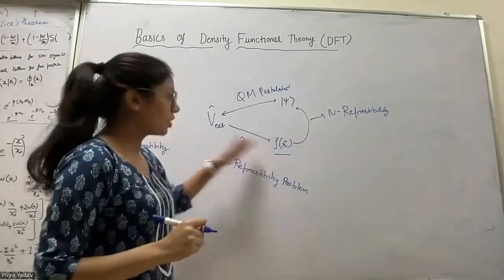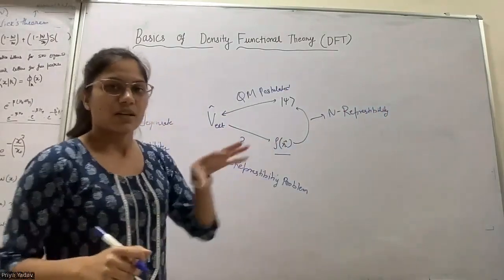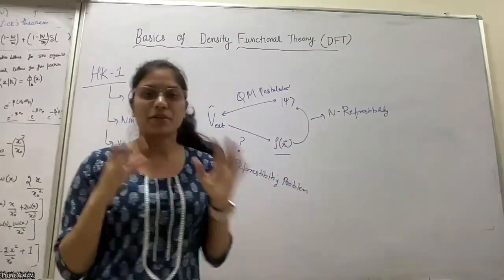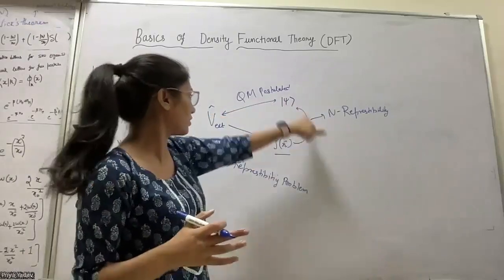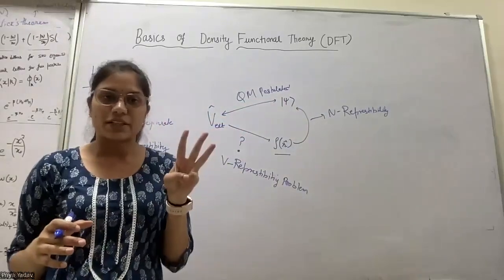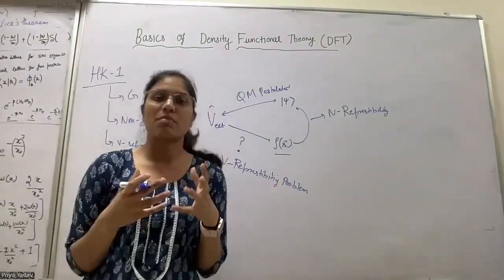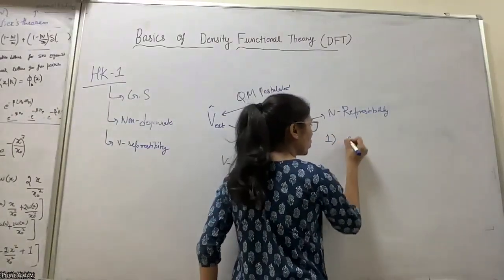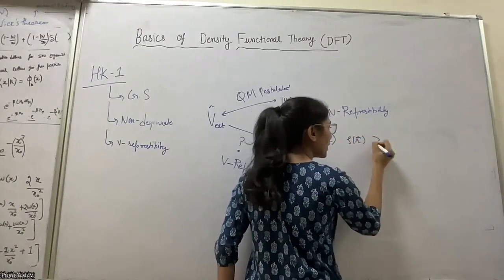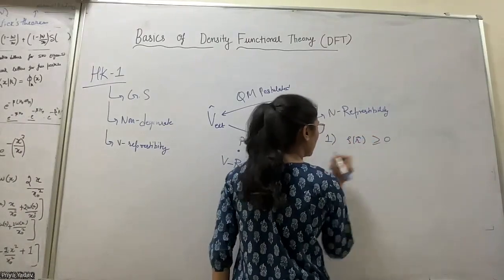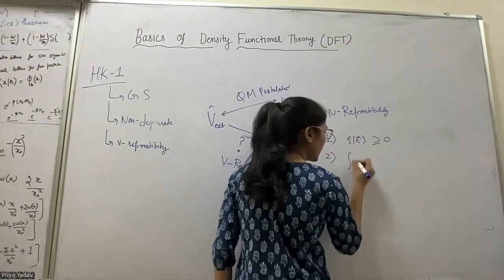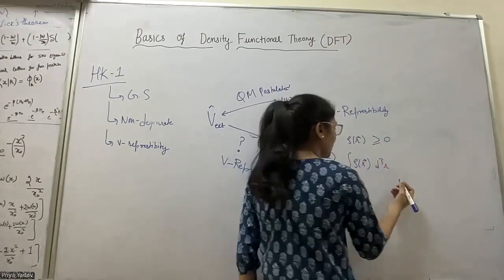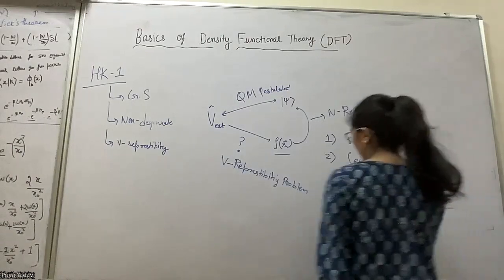So if not this way, then if I can get those conditions that it is coming from a valid wave function, then this map is completed. There are three conditions given by mathematicians. The first one is very obvious: rho(r) should be greater than or equal to 0, and the integration of rho(r) d3r should give me N number of electrons.